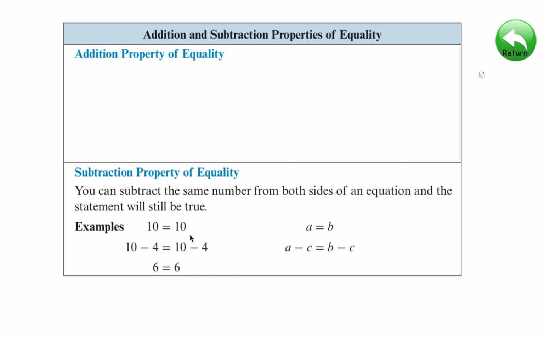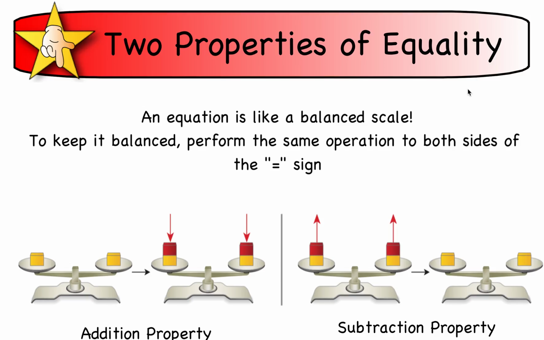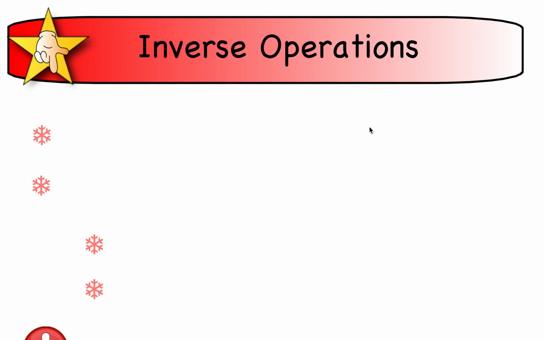For example, if we start off with 10 equals 10 and subtract 4 from both sides, that leaves us with 6 being equal to 6. With variables, if we have a equals b, we can subtract c from both sides, and that will still result in a true statement. So those are the two properties of equality that we will be using to solve equations.